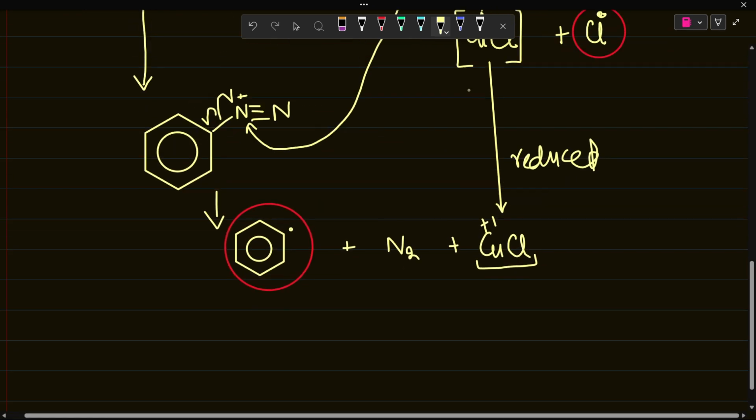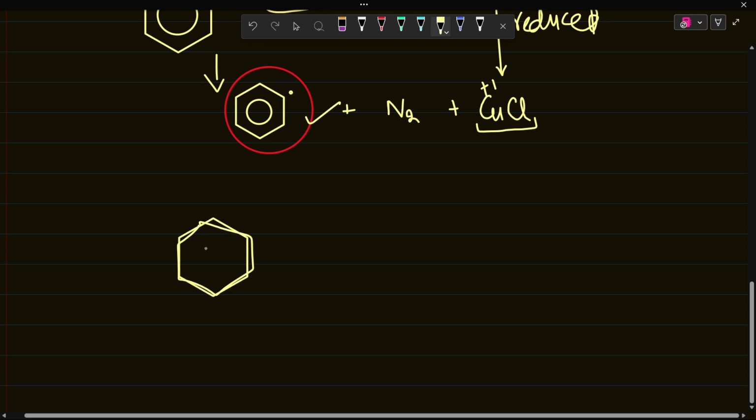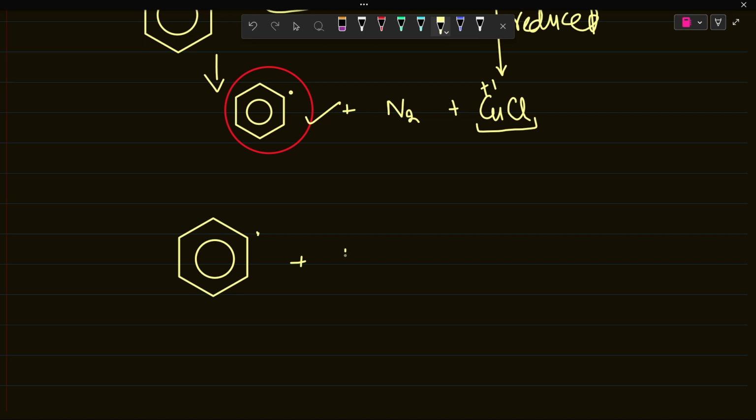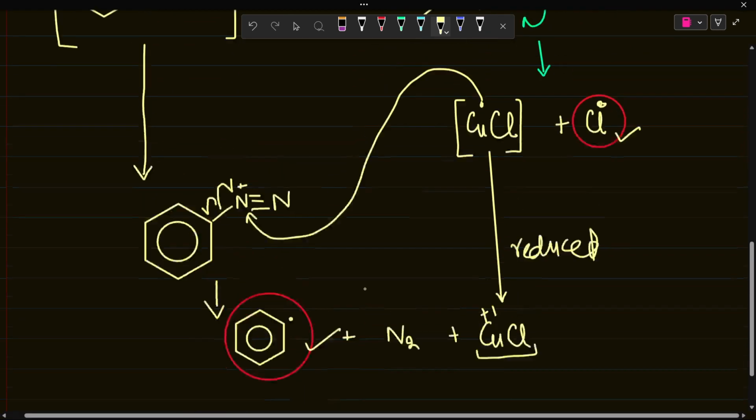So this free radical and this free radical, they will now combine, and what we would get is something like this. This free radical, that is aryl free radical, plus this chlorine free radical, they combine to form chlorobenzene. I hope you understand the reaction mechanism. The same thing goes for bromobenzene and cyanidobenzene, fine.